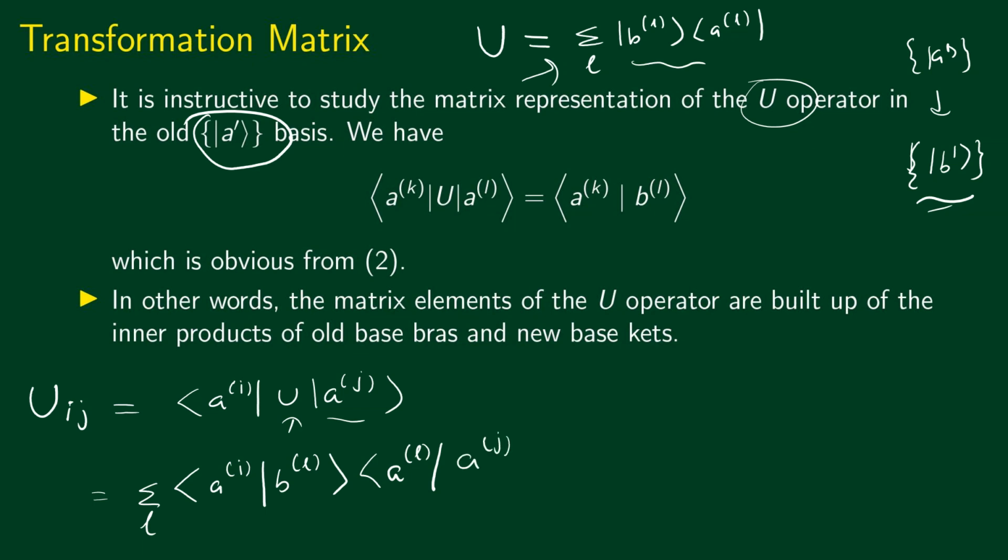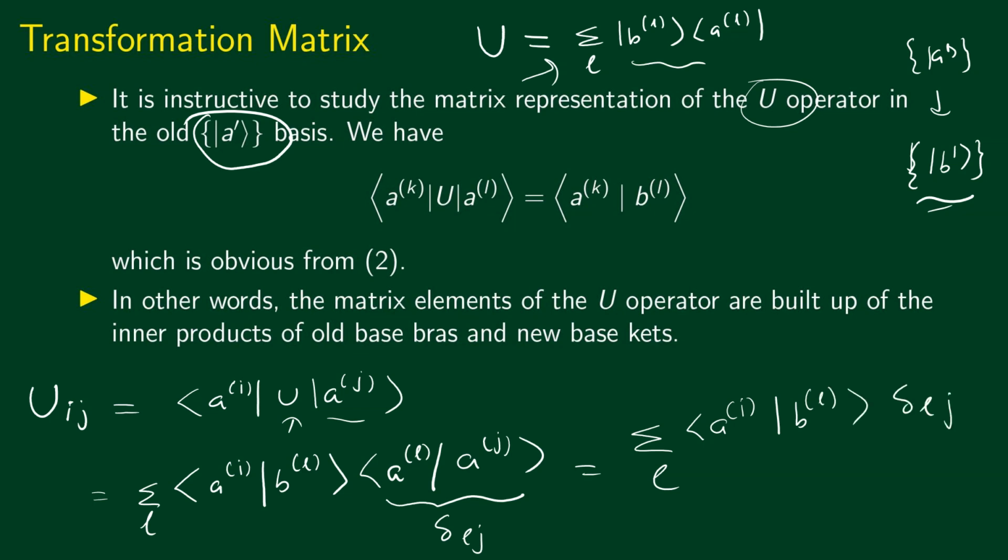Since we are talking about an orthonormal set, bra AL ket Aj is delta LJ. So this becomes sum over L, bra Ai, ket BL, and delta LJ. Again, you sum over L. By now we are experts in summing when there's a Kronecker delta. So summing over L, this becomes bra Ai ket Bj. In other words, the ijth matrix element of operator U is bra Ai ket Bj.